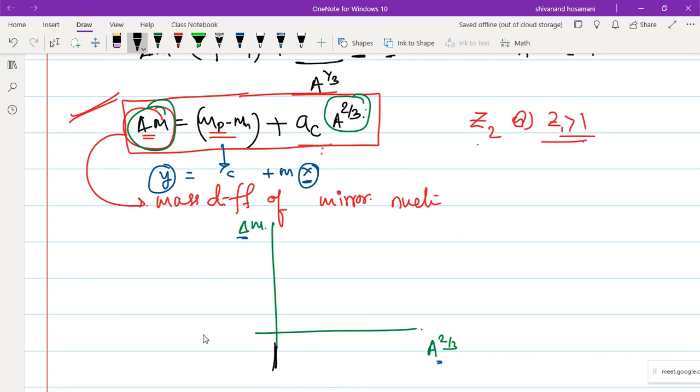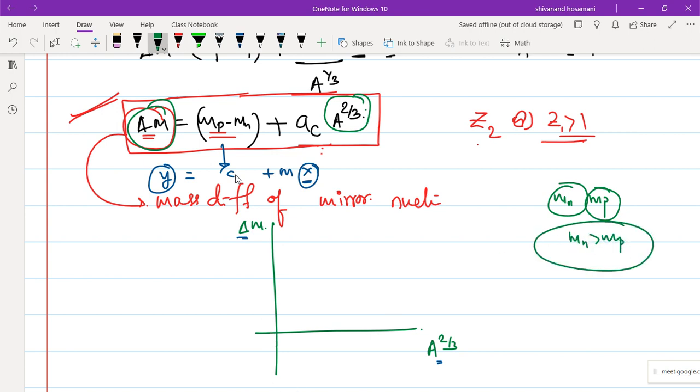So whether the mass of the proton is heavier or the mass of the neutron is heavier, depending on that, the slope differs here. Mn minus MP, that is. Which one is greater? Mn is greater or MP is greater? Actually, Mn is greater than MP.